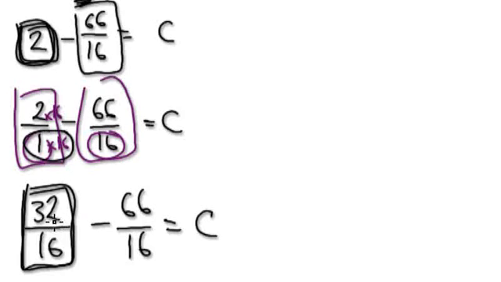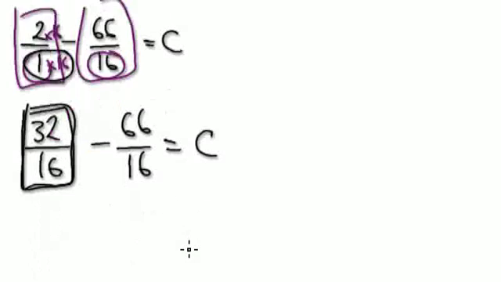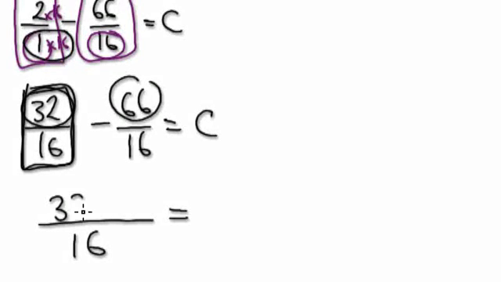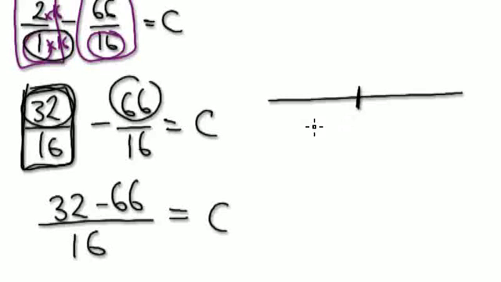So now the two denominators are the same. You can merge the two together. So it would be 32 take away 66. 32 take away 66 equals c. Now the question is, what is 32 take away 66? So let's draw our diagram here.